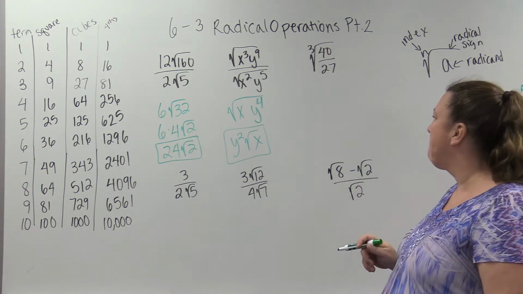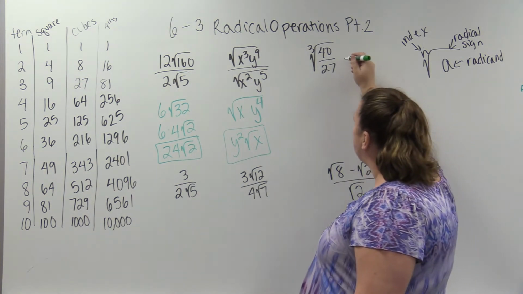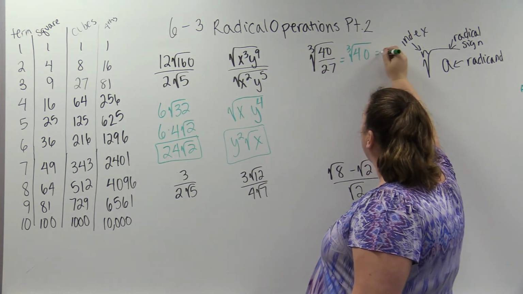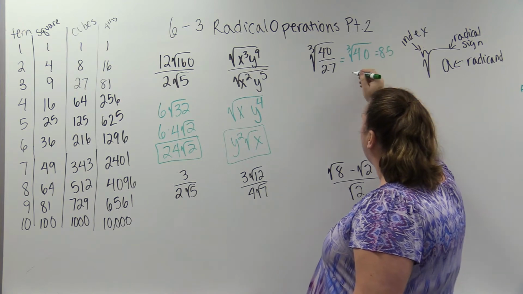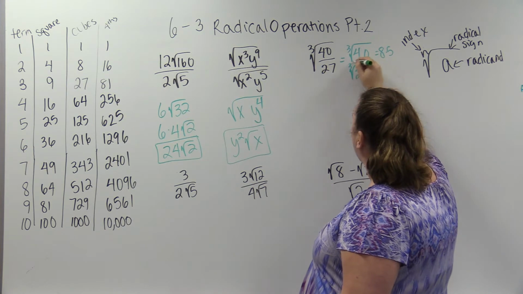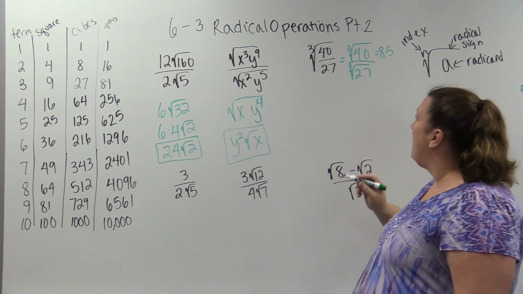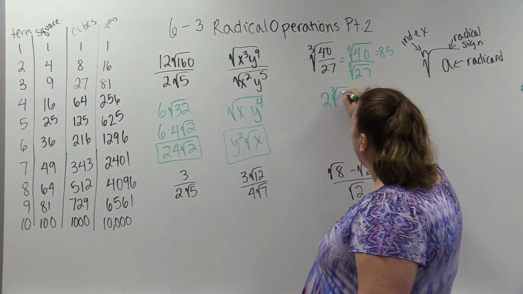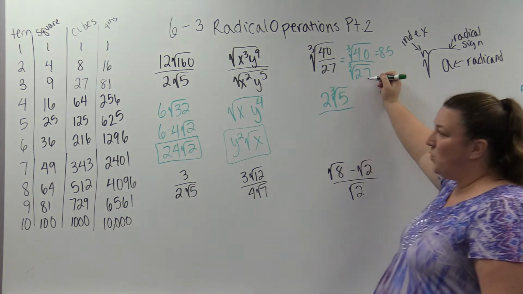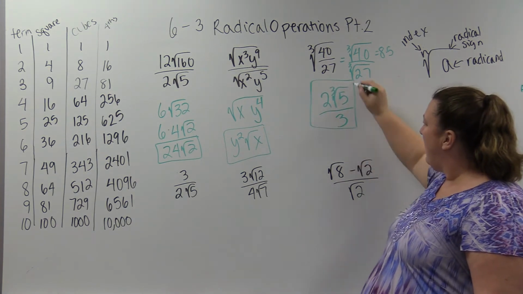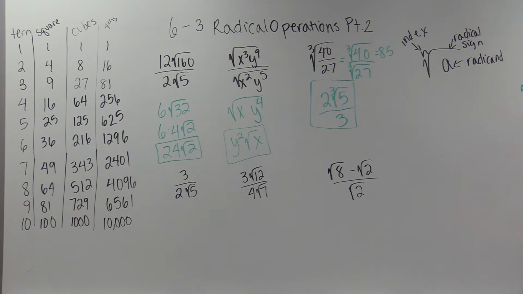So now, this one's a little trickier. I'm going to break this apart to the cube root of 40, which is 8 times 5, over the cube root of 27. So the cube root of 8 is 2, so this is 2 cube roots of 5, and the cube root of 27 is 3, and that's my answer. You know, these three were super easy.